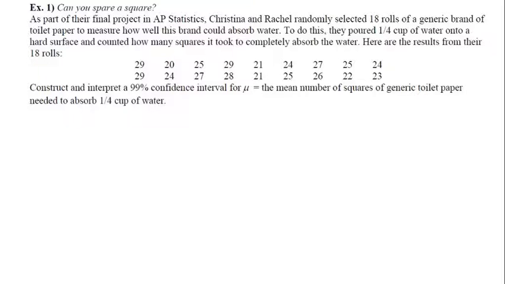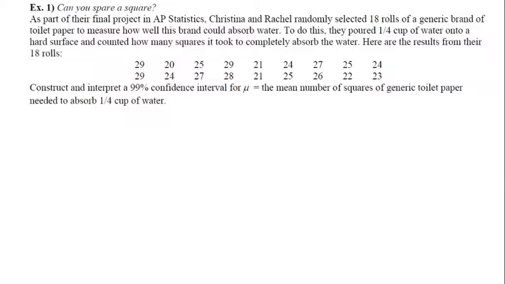And you can see some were definitely more absorbent than others. I think the highest was a 29. There's a few of those. And the lowest was a 20. We're going to construct and interpret a 99% confidence interval for mu, which is the mean number of squares of generic toilet paper needed to absorb a quarter cup of water.